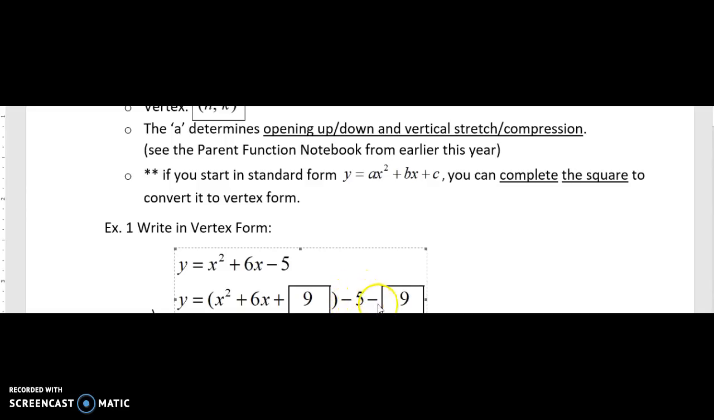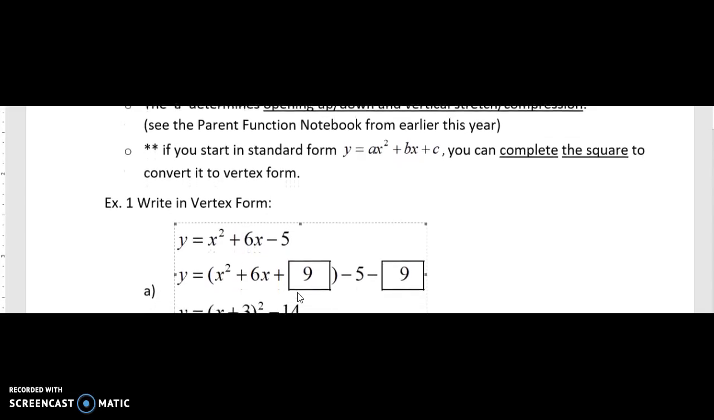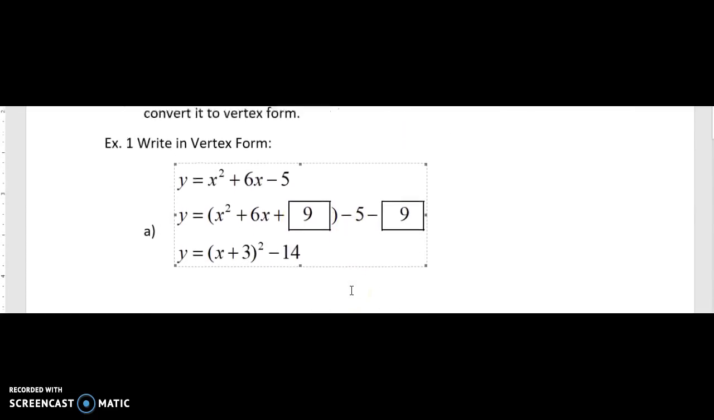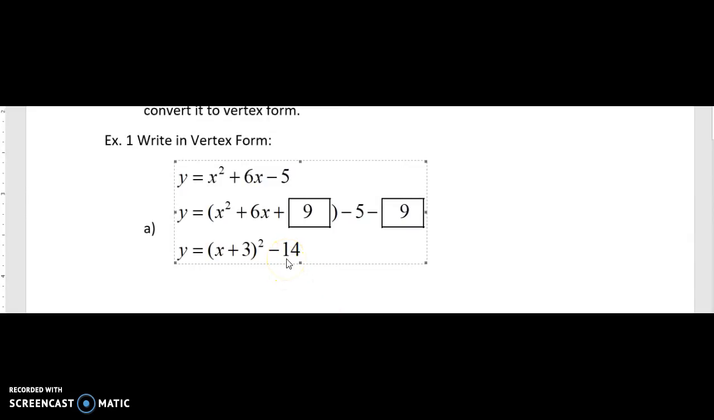Now notice here we are minusing our 9. And in the past, when we have completed the square in solving, we add it to both sides of the equation. But notice here, when I'm putting it in vertex form, I'm doing all of my work on one side of this equal sign. So if I'm going to add the 9 on the right-hand side, I have to subtract the 9 on the right-hand side as well to keep it balanced. So now I can just clean up this equation. I have a perfect square trinomial in the parentheses. So that will be x plus 3 squared. And then I have a minus 5 minus 9, which will give me minus 14.